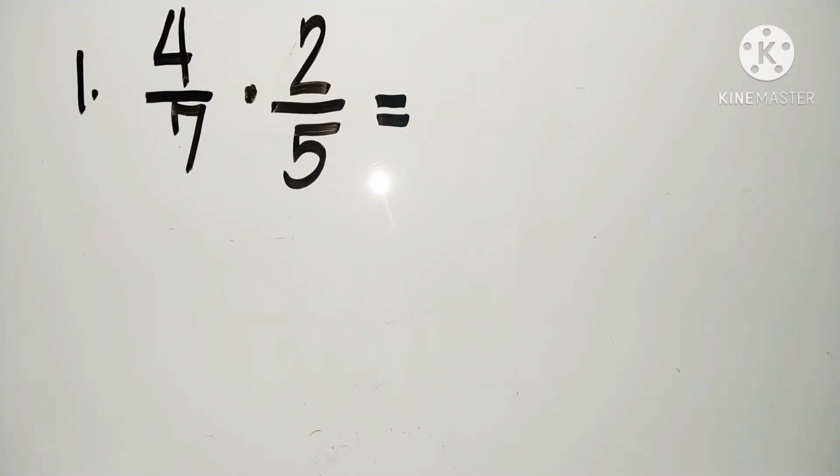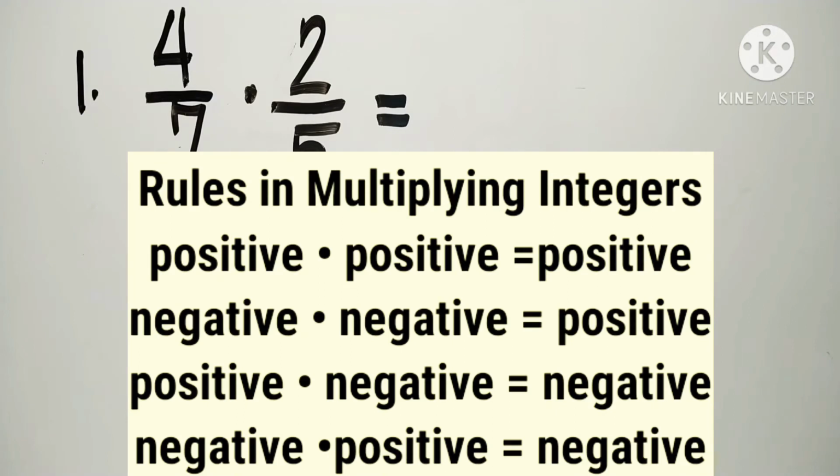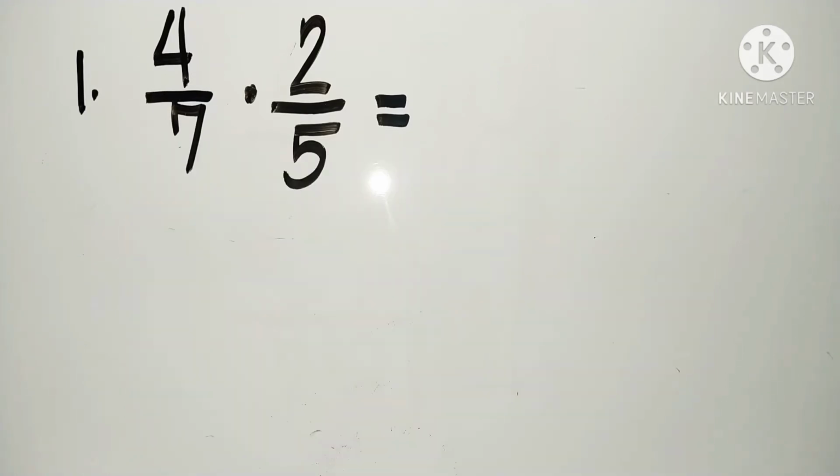Tandaan po natin dahil ang pinag-uusapan natin dito ay rational number, ibig sabihin included din dapat dito yung rules in multiplying integers dahil maaari tayong magkaroon ng mga negative numbers na kailangan nating i-multiply. So, anong una natin gagawin?